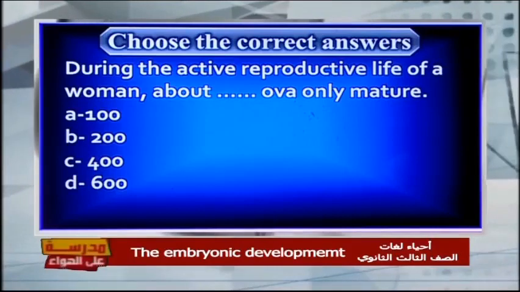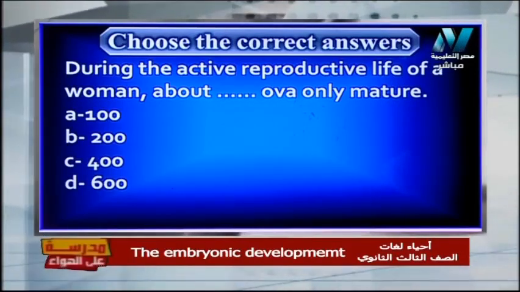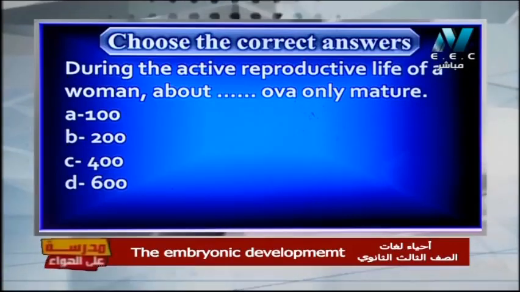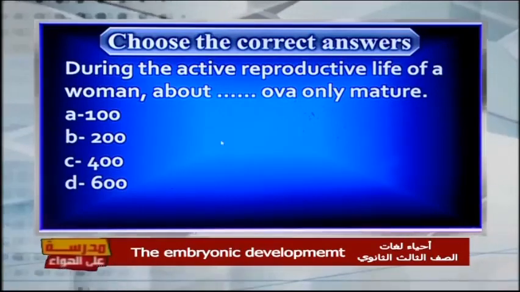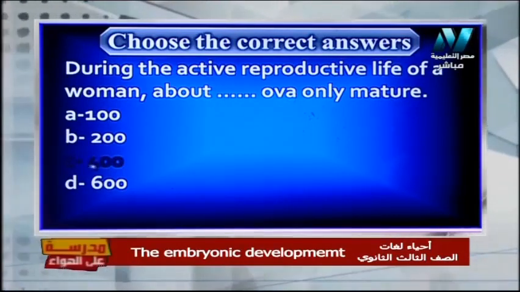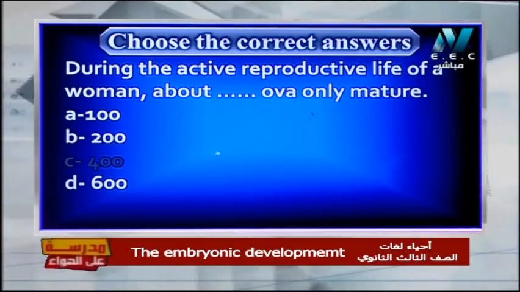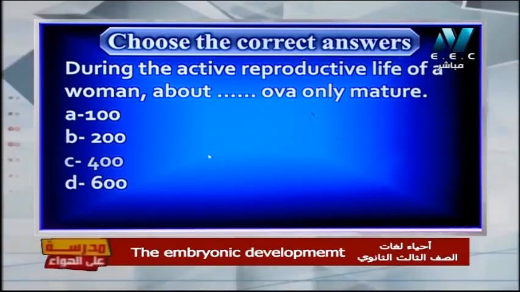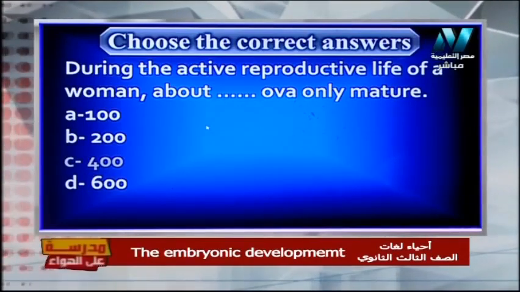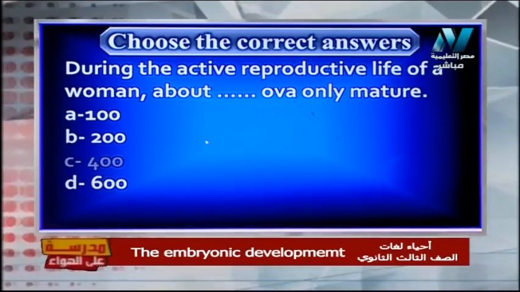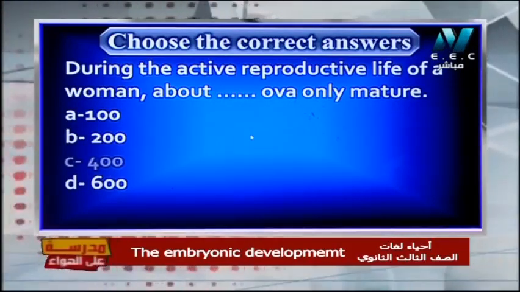Question: during the active reproductive life of the woman, about dots ova only mature: 120, 400, 600? طبعا ده سؤال مذاكره، يبقى هتقول لي 400 على طول، لان at the maturity or when the female reaches sexual maturity about 400 ova are formed inside the two ovaries. طبعا في الامبريونيك ستيج بيبقوا thousands، لكن لما توصل بعد 15 years تقريبا يبقوا حوالي ال 400، يعني 20 for each ovary.